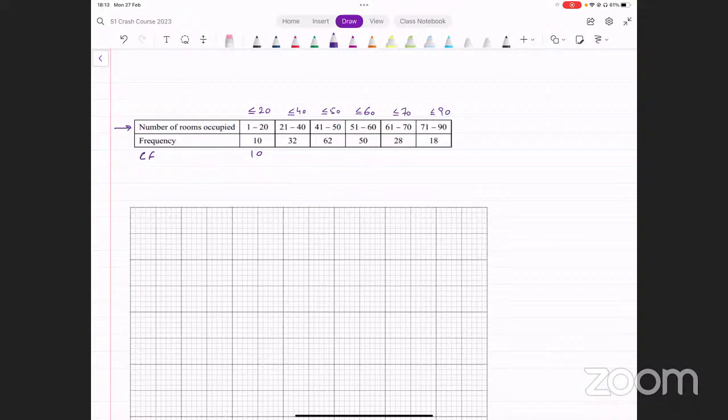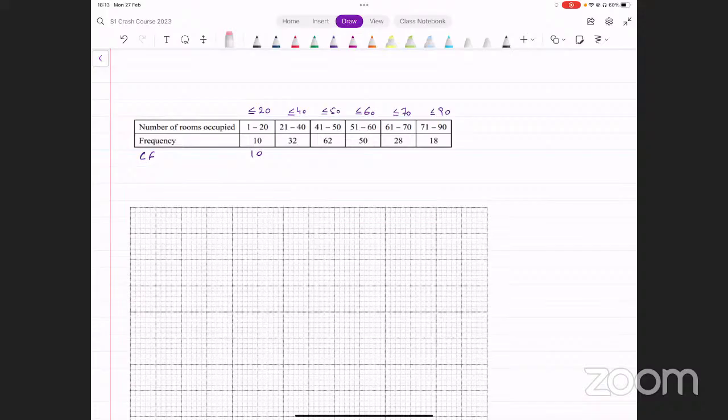All right, I hope that makes sense. So anything that could take a decimal value as well, length, time, etc., for that, you would instead write 20.5, 40.5, 50.5, etc. But that's not the case here. So that's the first thing that you do. You first adjust these intervals like this. You write them in less than or equal to form. And then you add another row to the data that represents cumulative frequencies.